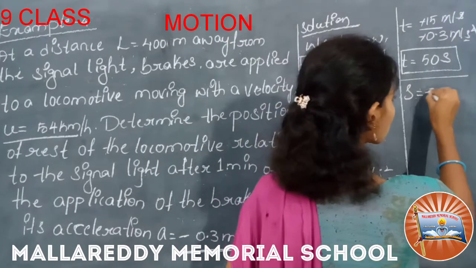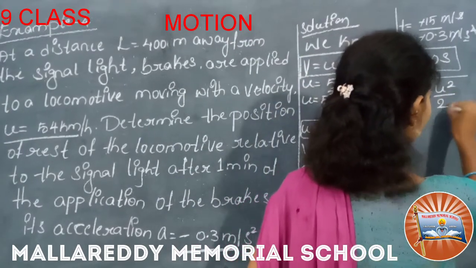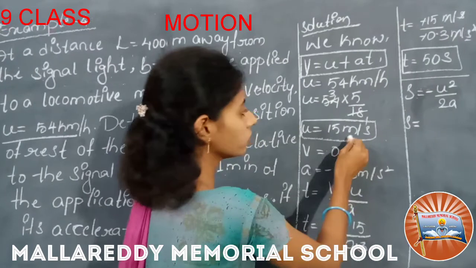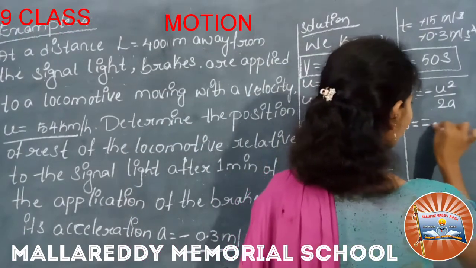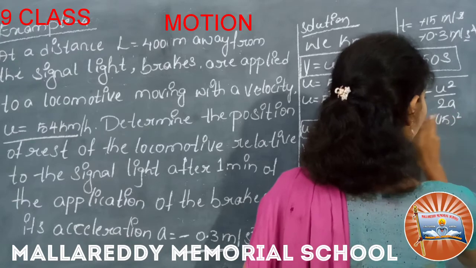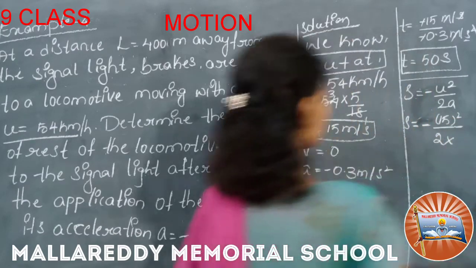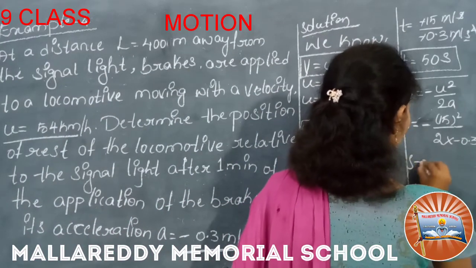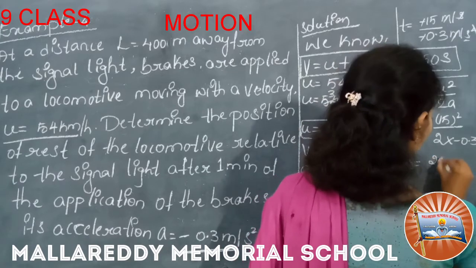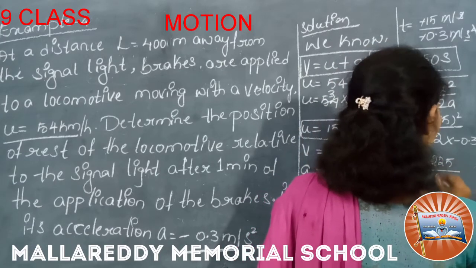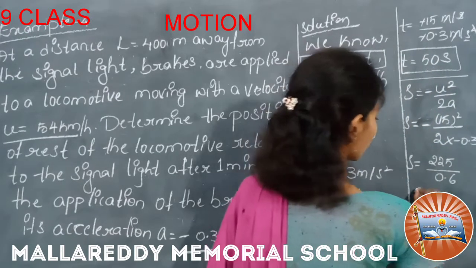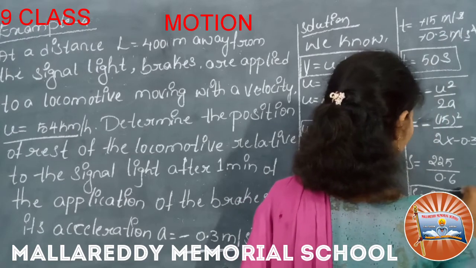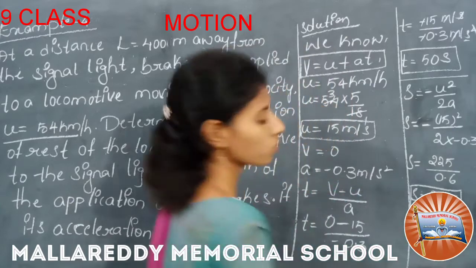We can take s equals minus u square by 2a. So here s equals minus, u is 15, 15 whole square by 2 into a, which is minus 0.3. So here we will get 225 by 0.6. So we will get here 375. Here the distance we got is 375.